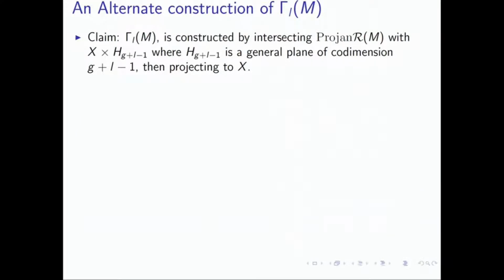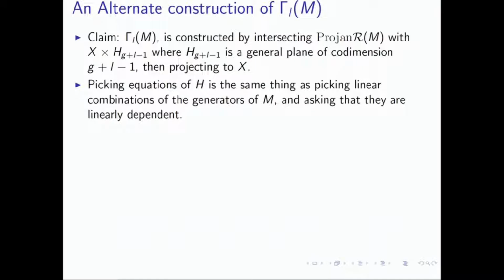Here's another construction of the polar of codimension L. What you can do is intersect the Proj of the Rees algebra with X cross a suitable codimension plane and then project to X. And now you don't have to worry about taking closures. That's an advantage.